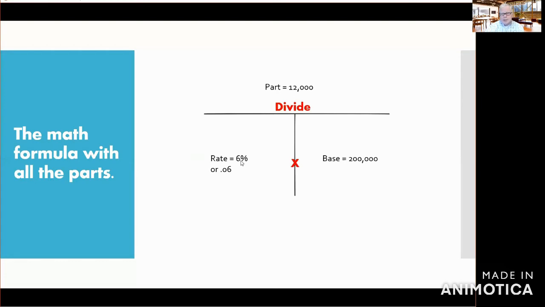So we have a 6% rate and we have a base at 200,000, let's say the sales price. So you multiply them and it would give you 12,000 as the part. Once again, if I have the $200,000 as the base, I would divide that into 12,000 and it's going to give me 6%.